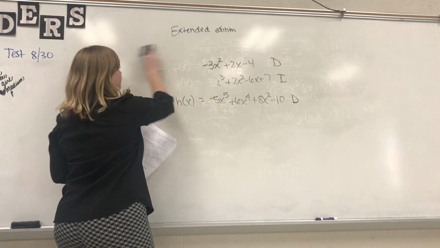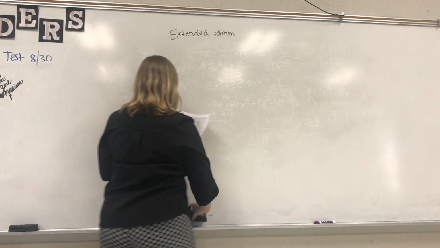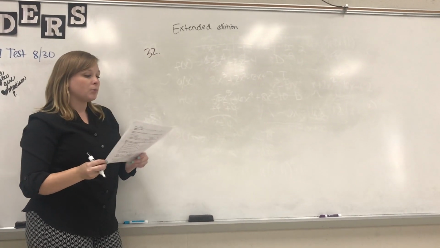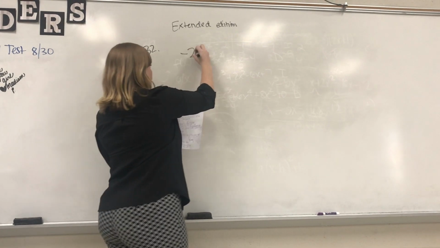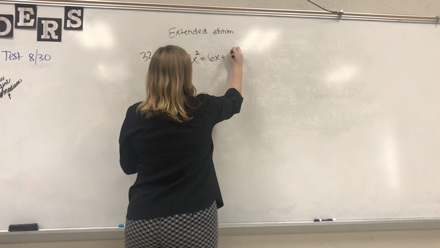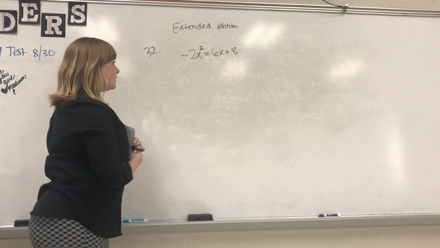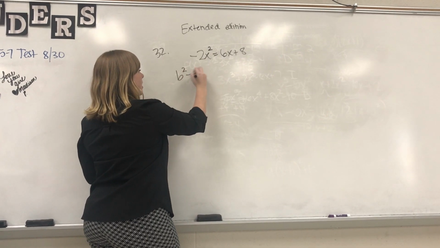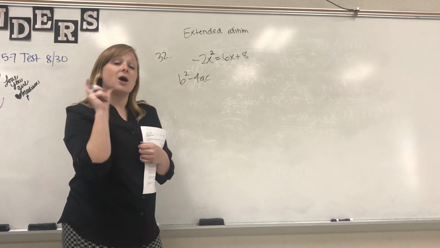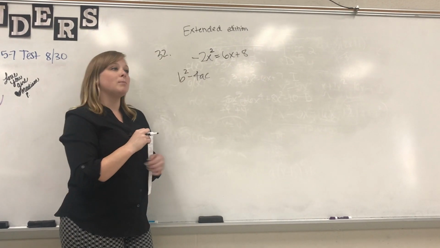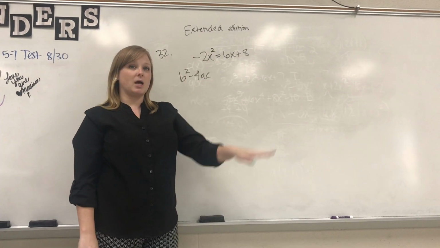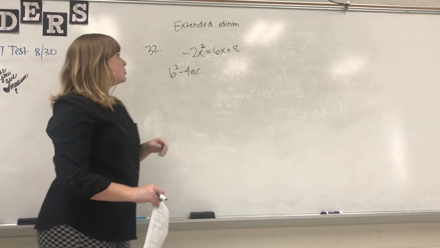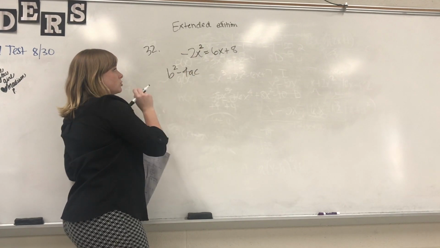Okay, 32 on the extended edition. Alright, it's going to say, use the discriminant to determine the number of real solutions of -2x squared equals 6x plus 8. Remember the discriminant, which I put on the formulas that you would need to know, is b squared minus 4ac. It's just what's under the radical in the quadratic formula. So don't memorize the discriminant and the quadratic formula separately. Just memorize the quadratic formula, and then you have it in the quadratic formula. We're going to plug in to see what the discriminant is.